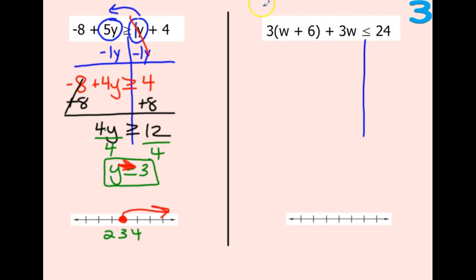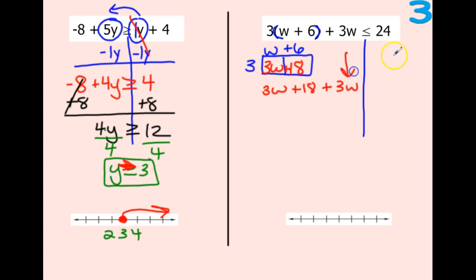Alright, this next one looks like a lot. It's nothing we haven't done before. I see parentheses. I know I need to distribute or draw a box to multiply. I have 3, and then w plus 6. So I know 3 times w is just 3w. 3 times 6, or 6 times 3 is 18. So I have 3w plus 18 plus another 3w, and then my symbol and 24.